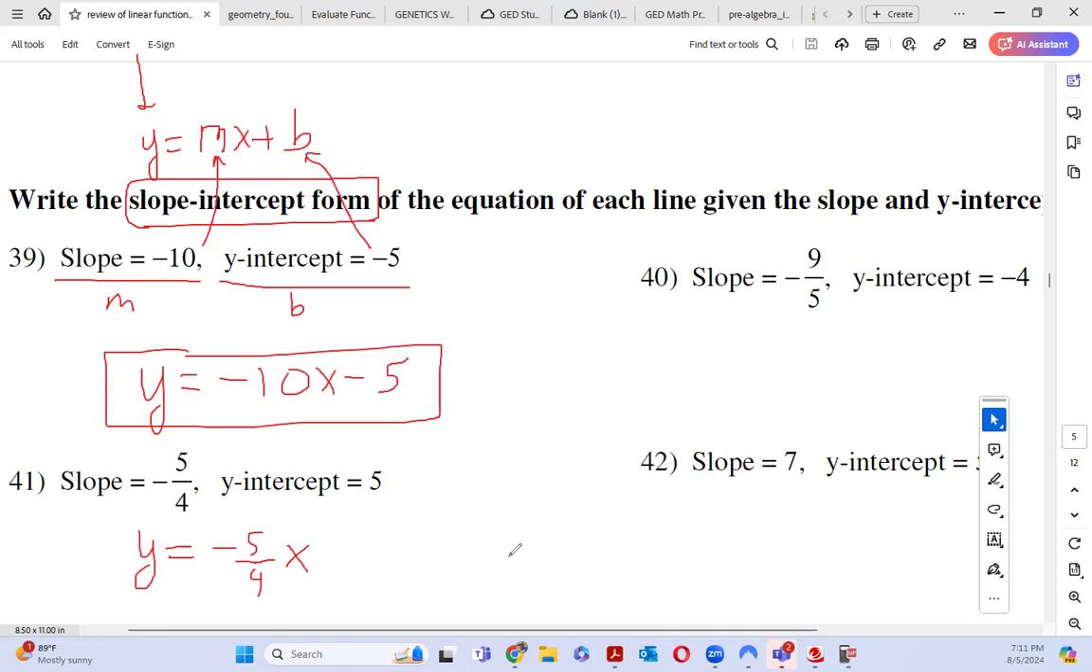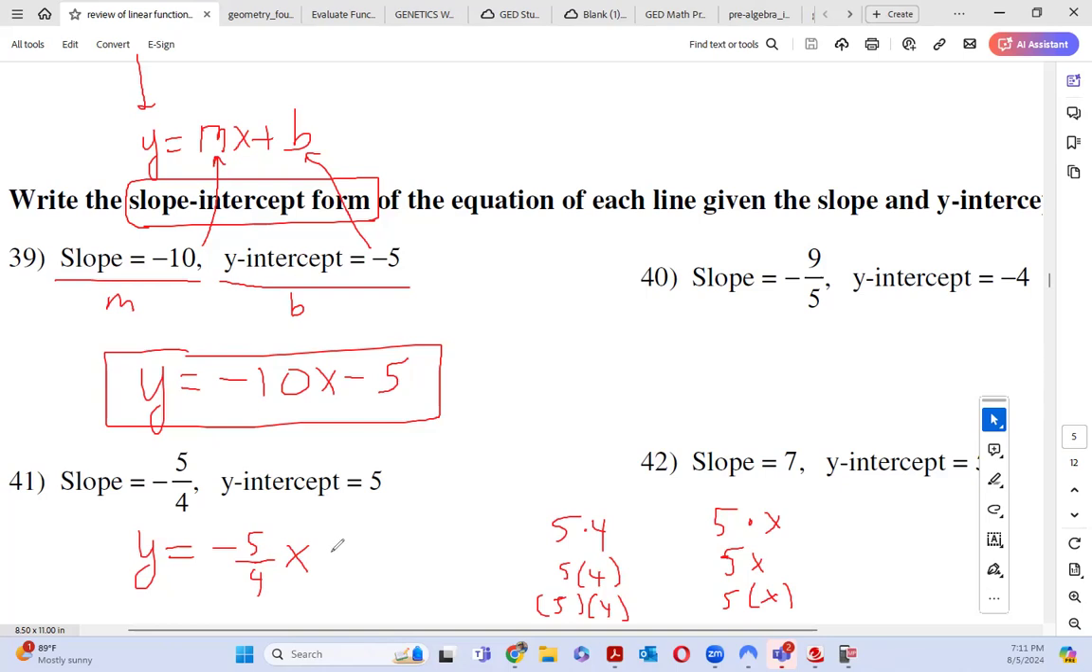Listen, when you're in algebra, x no longer stands for multiplication. Multiplication is 5 times 4, or 5 in parentheses 4. 5x is 5 times x. The x is not multiplication anymore. It's a variable. These two variables, x and y, come from the coordinate plane. So it's y equals -5/4 x.